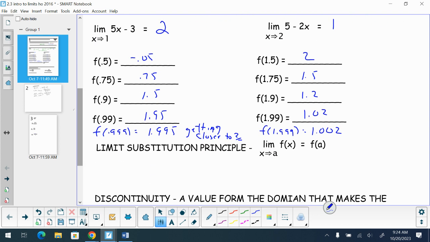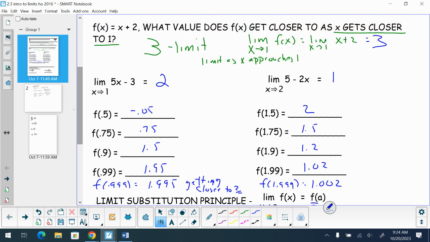Well, we have a substitution principle. The limit as x approaches a of f of x: we could just substitute the value of a into our function. So up here, we can go with 5 times 1 minus 3. We get 5 minus 3, which is a value of 2. Over here, we could go 5 minus 2 times 2. 5 minus 4 is a value of 1.